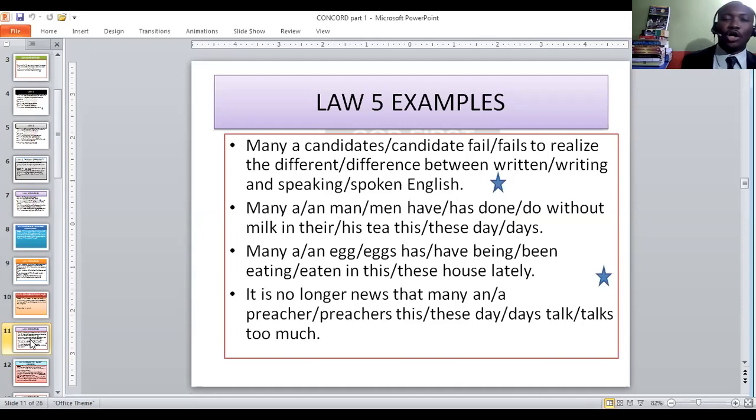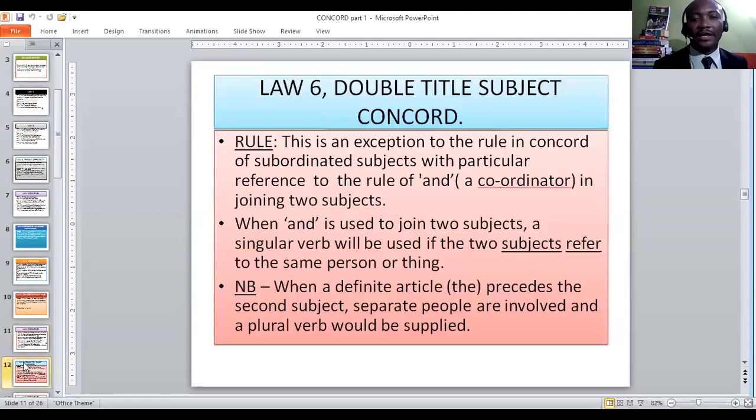Now, it is no longer news that many an or a preacher, that would be many a preacher. Of course, a goes with consonants and an goes with vowels. To remind you, many a preacher these days, of course, we mentioned that these plural days talk, many a preacher talks too much, singular talks. The lexical verb with S is the one we call the singular, like I've told you earlier.